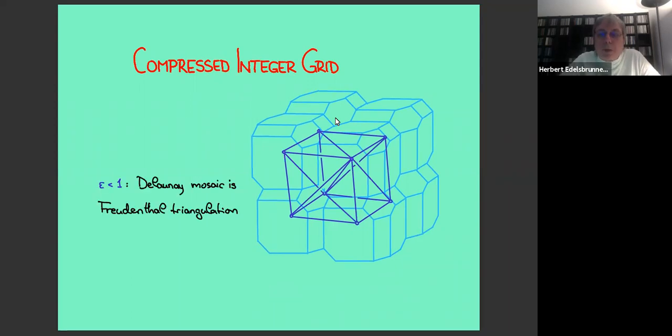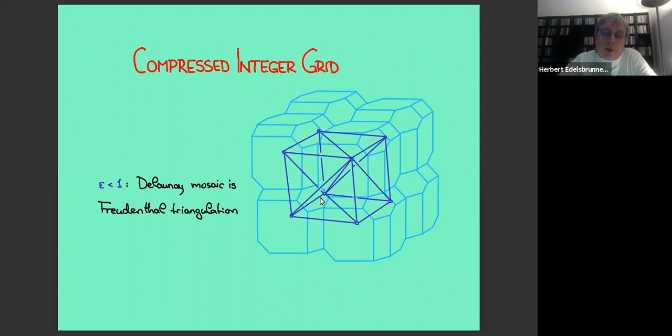And maybe I say a little bit about the Freudenthal triangulation. The Freudenthal triangulation of a cube is obtained by calling one vertex, the one at the cursor, 0, 0, 0, and the other one 1, 1, 1. And when you travel from 0, 0, 0 to 1, 1, 1, you can do it by replacing one of the zeros by a 1. So you do this 3 times. And this is a walk on the edge skeleton.